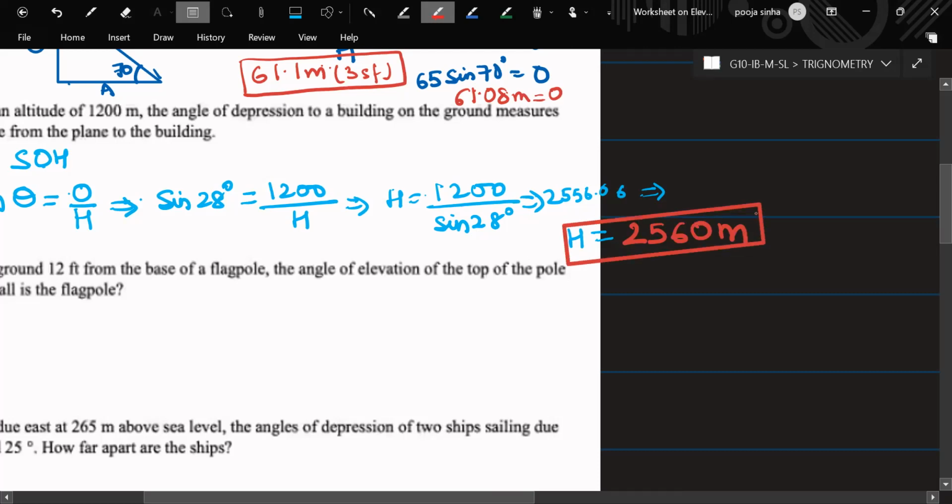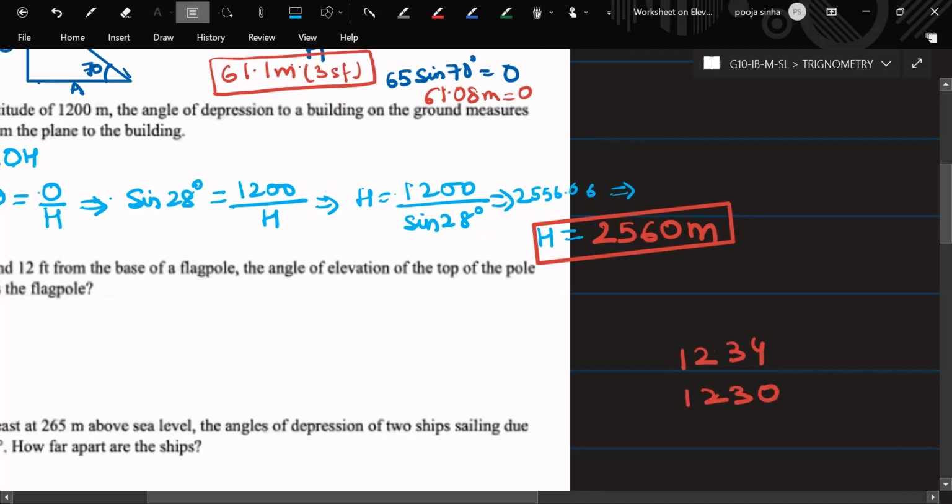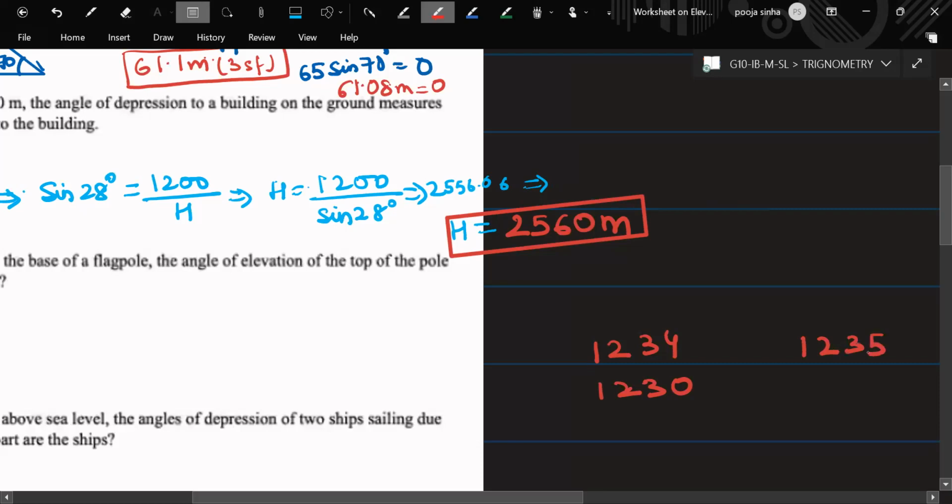If I just say 2556, that's not three significant figures, that becomes four significant figures. So if I'm to have a figure of 1234, in three significant figures, my answer would be 1230. Had it been 1235, then it would become 1240, because the last digit is 5. So you just round the last number up or down.